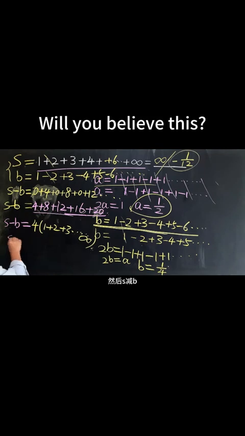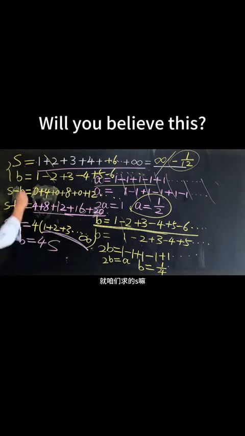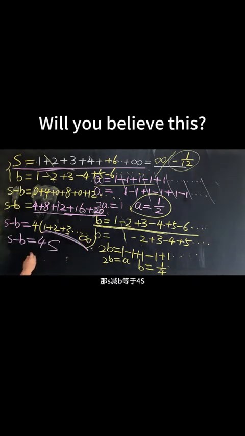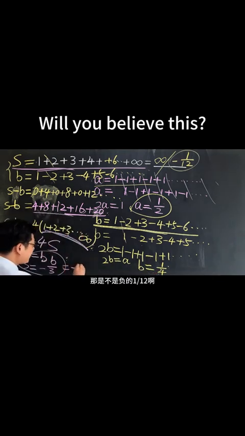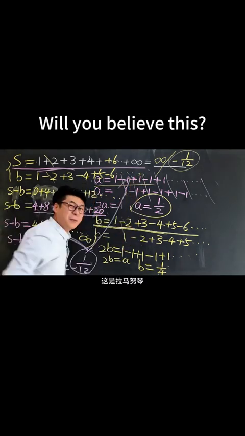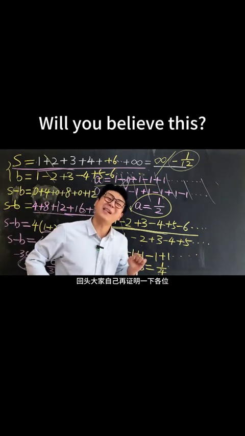Then S minus B equals 4 times this amount. And isn't this amount just S? It's the S we're trying to find, the sum of 1 plus 2 plus 3 plus 4 up to infinity. So S minus B equals 4S. Then doesn't negative 3S equal B? Just move this term over and that term over. So S equals negative 1/3 of B, right? B is 1/4, so S is negative 1/3 of 1/4. Then isn't it negative 1/12? This was actually proven by Ramanujan using just middle school knowledge. Everyone try to prove it yourselves later.